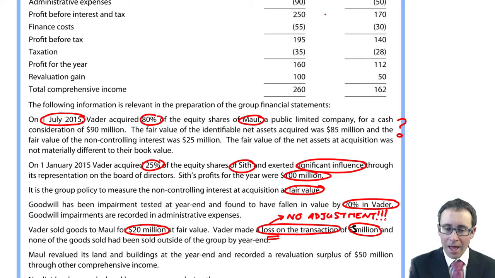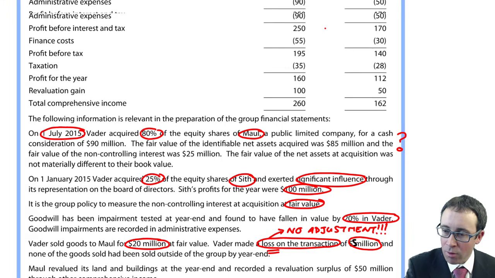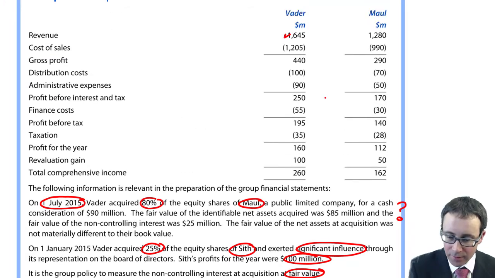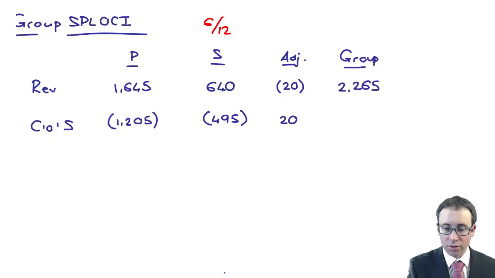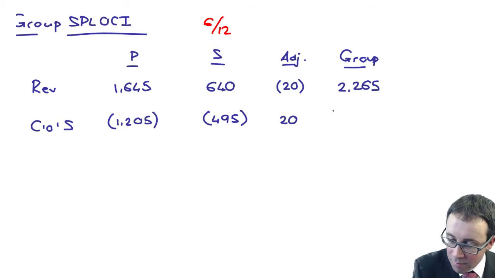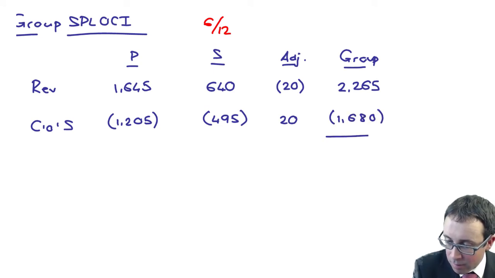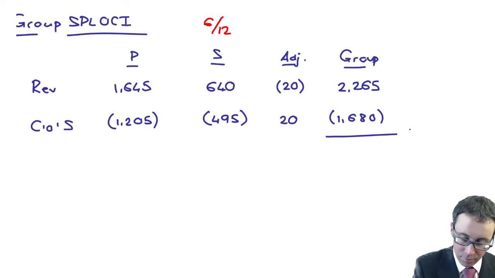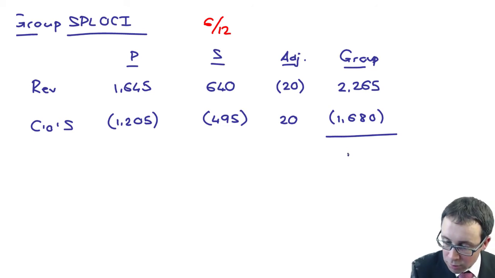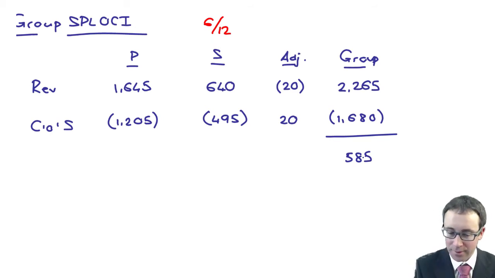Then what we've got, various bits and pieces. We could work out what the cost of sales are, couldn't we? So cost of sales 1205 plus 495 less 20. Does that give me 1680? Gives me gross profit of 585.